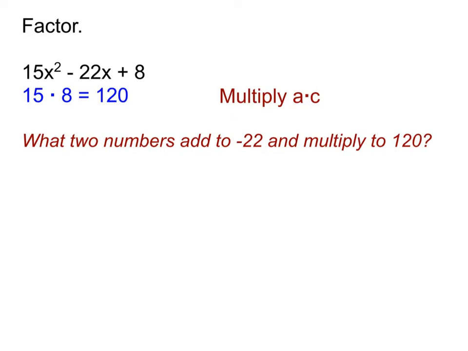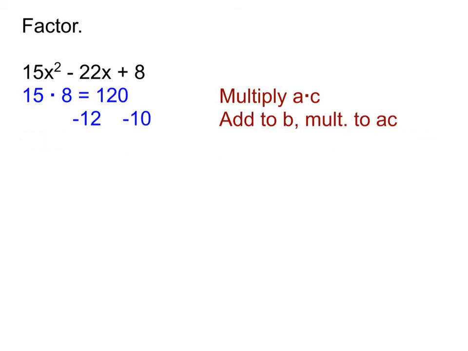Can I use 12 and 10? Yeah, because 12 and 10 gives me a positive 22. Of course, I need a negative 22, but I'm still multiplying to a positive, so that just means make them both negative. So it could be a negative 12 and a negative 10.